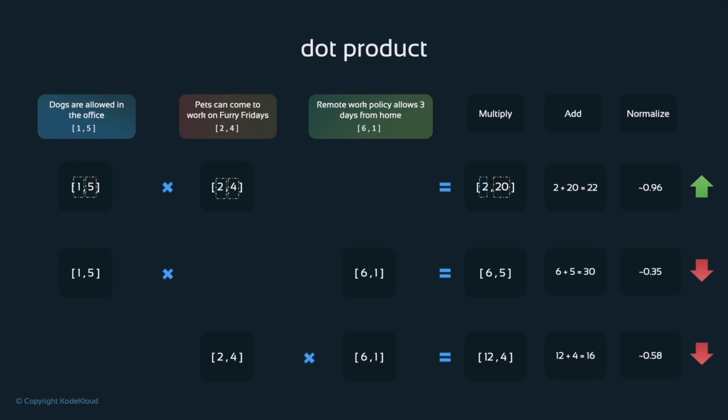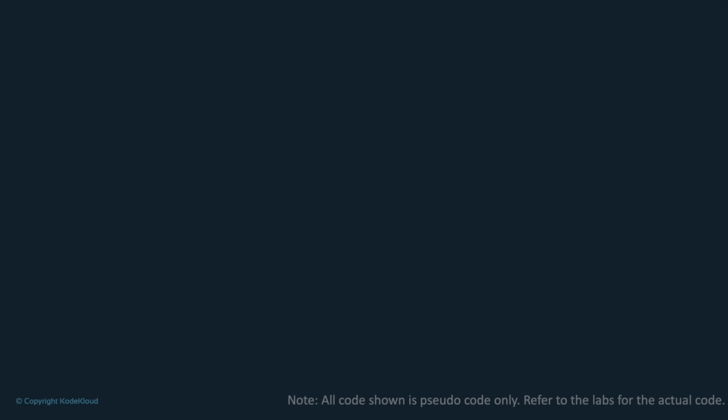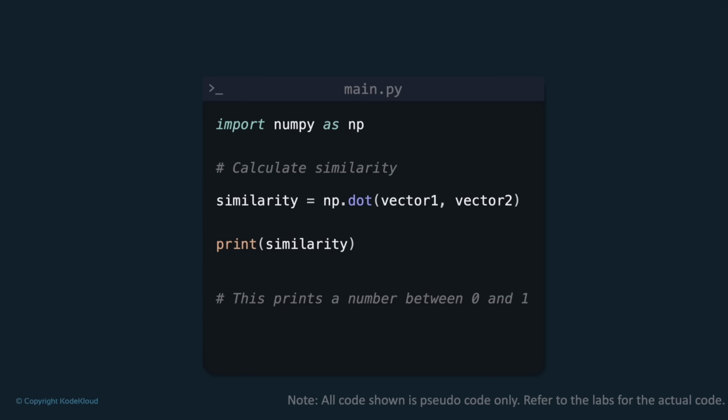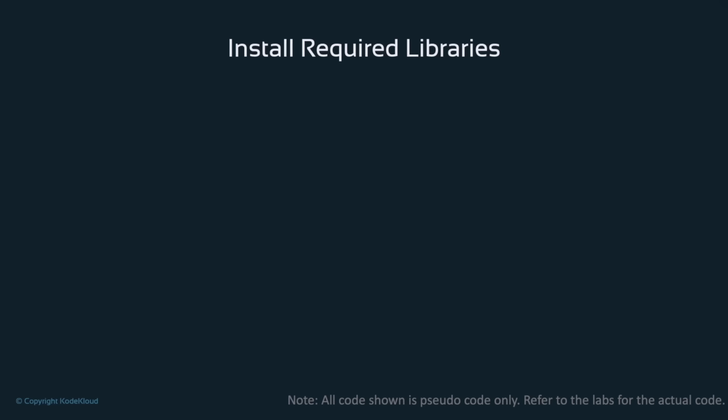So that's a basic explanation of how sentences are compared for similarity. Now, of course, you don't have to do all of that math by yourself. We have libraries that do that for you. NumPy is a powerful Python library for working with numbers and mathematical operations. We import NumPy as np, and then we call the np.dot method and pass in the vectors for it to calculate the dot product between the two vectors. It returns a similarity score between 0 and 1.